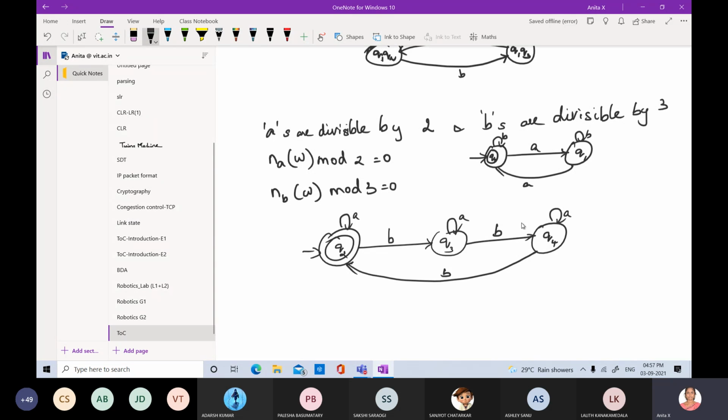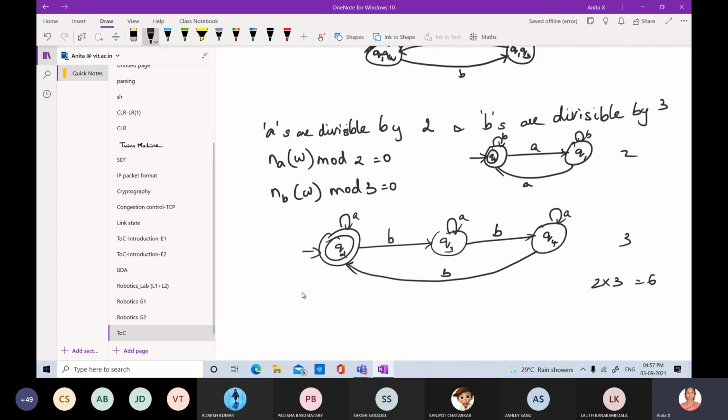Okay. So here there are 2 states. Here there are 3 states, right? So if I take the cross product of these two, how many states will be there in my final DFA? Yes, 6. So here 2, 3. So 2 cross 3 is equal to 6 states.